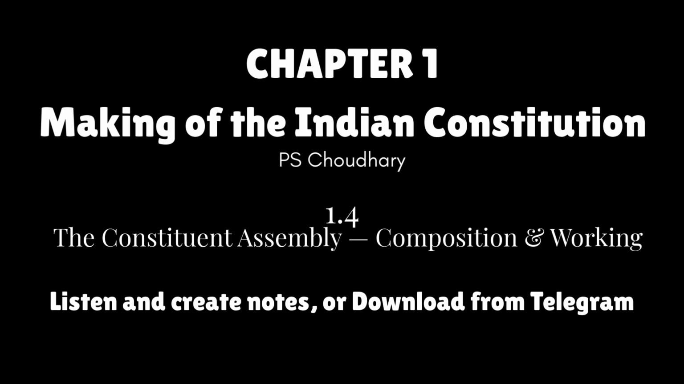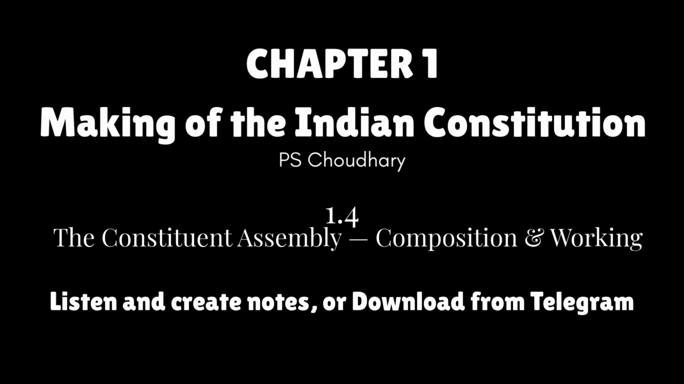Now let us understand the composition of the Constituent Assembly. The framework for the Assembly was provided by the Cabinet Mission Plan of 1946. The Cabinet Mission itself had 3 members: Pethick Lawrence, Stafford Cripps, and A. V. Alexander. Under the Cabinet Mission Plan, the total number of seats allocated to the Constituent Assembly was 389. Out of these, 292 seats were allotted to the British Indian provinces. 93 seats were allocated to the princely states. And 4 seats were given to the Chief Commissioner's provinces.